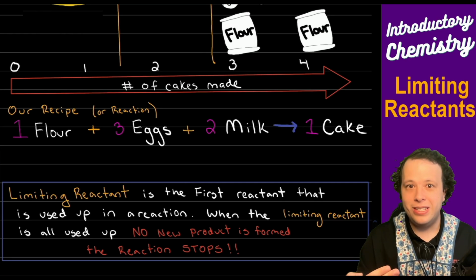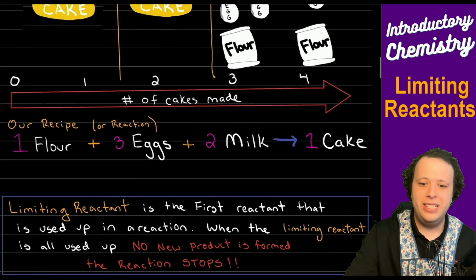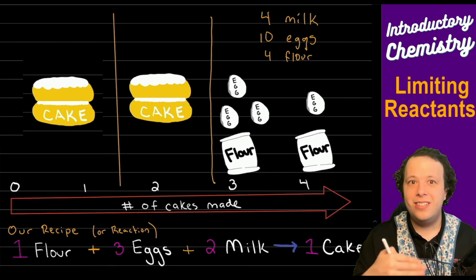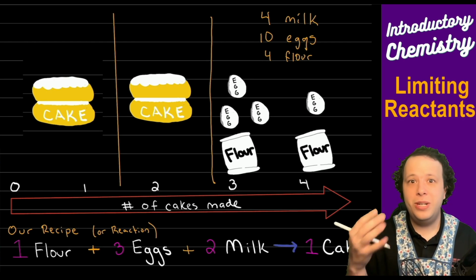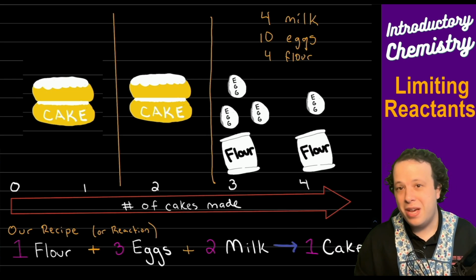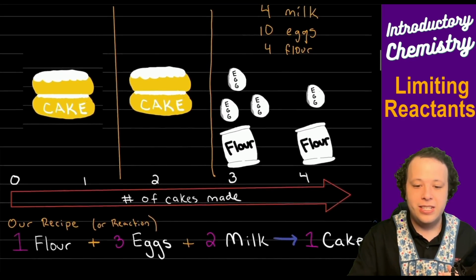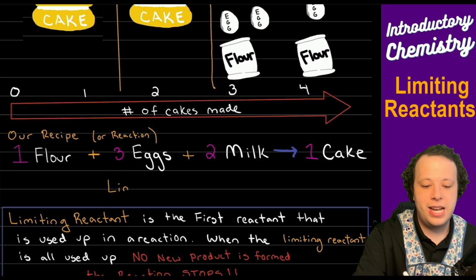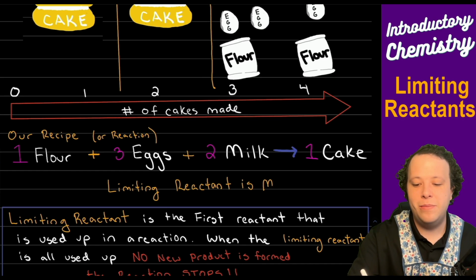Now, when the limiting reactant is used up, the reaction stops, meaning we can't go any farther. The reaction completely stops. So when we whipped up our first 2 cakes, we can't go anymore, even though we still have eggs and flour left over that are ready and willing to be made into something delicious. There is no more left. So in this situation, the limiting reactant is milk. And this is how you're going to be defining this in different chemical reactions. So limiting reactant is milk.